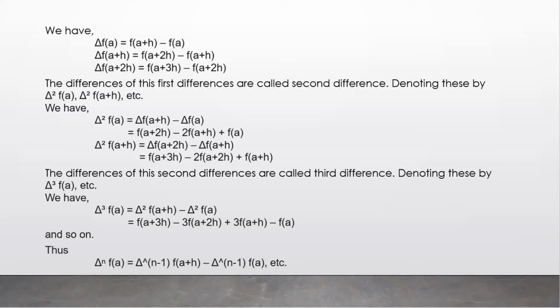The differences of these second differences are called third differences, denoted by delta cube f of a, etc. We have delta cube f of a is equal to delta square f of a plus h minus delta square f of a, which is equal to f of a plus 3h minus 3f of a plus 2h plus 3f of a plus h minus f of a, and so on. Thus, delta raised to n f of a is equal to delta raised to n minus 1 f of a plus h minus delta raised to n minus 1 f of a, etc.